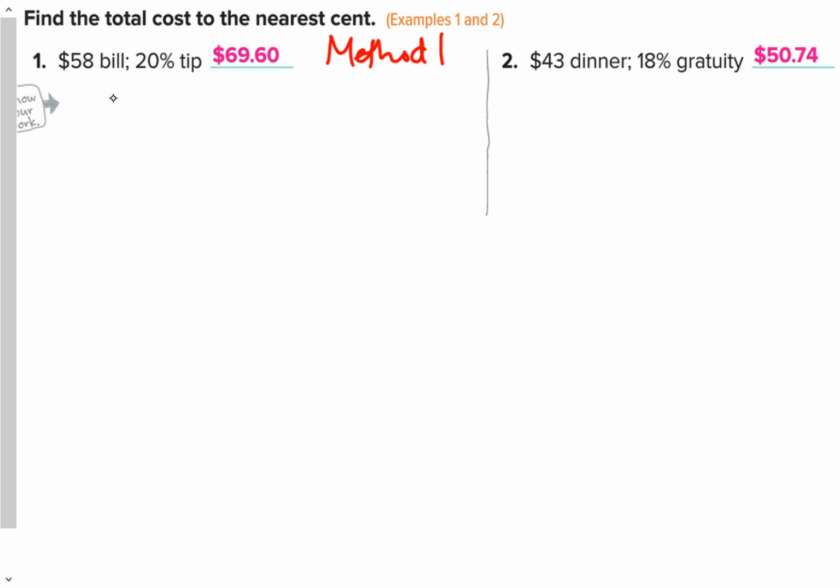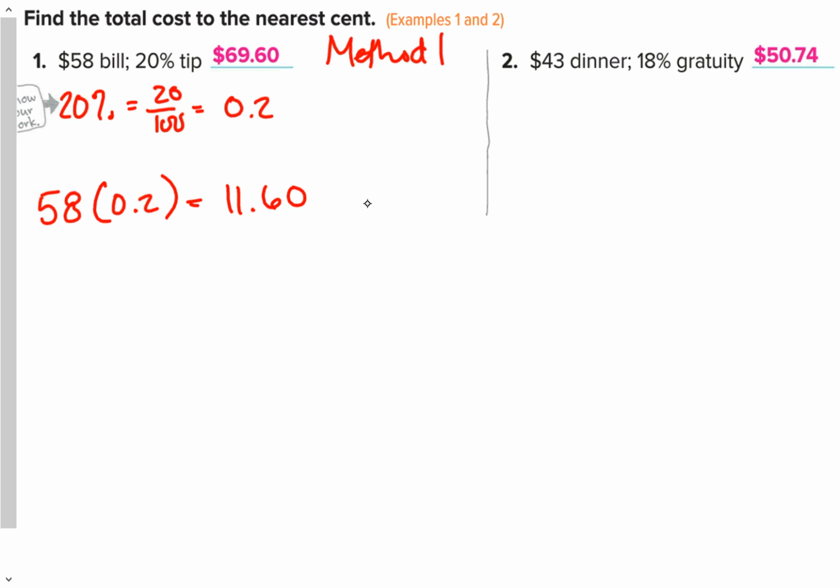Okay, so you have a $58 bill, 20% tip. So you're going to find the percentage of the bill. So just before we begin, 20% equals 20 over 100, and that equals 0.2. So I'm going to multiply 58 times 0.2, and that equals $11.60. That is my tip.